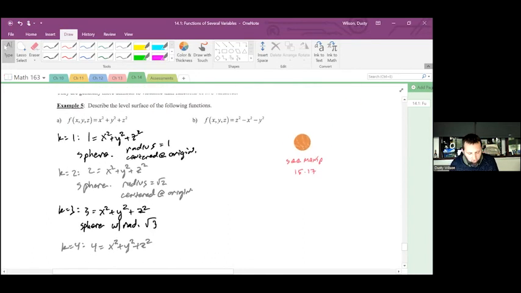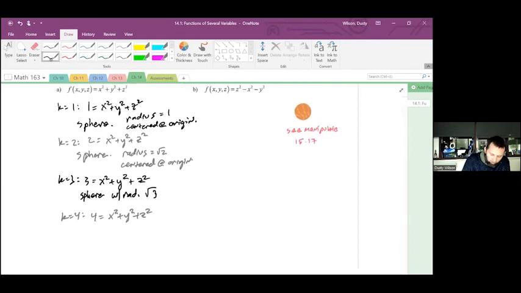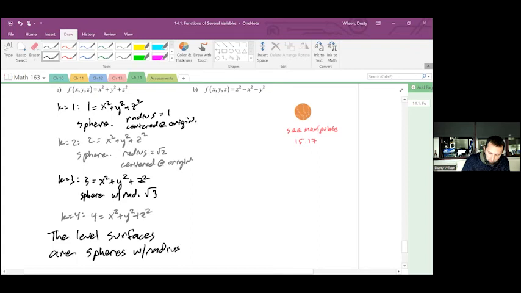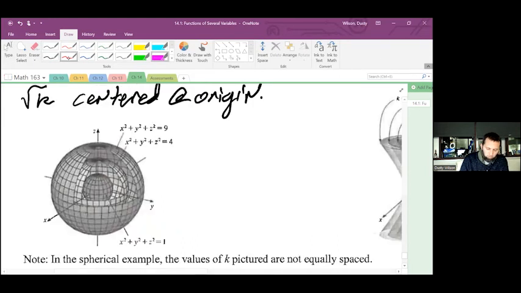So the question asked me to describe the level surfaces of the following functions. So here we would say that the level surfaces are spheres with radius square root of k centered at the origin. All right, so here we can see this graphed, and notice that we have a little sphere on the inside there. Then we have a bigger sphere, and then we have an outer sphere as well.